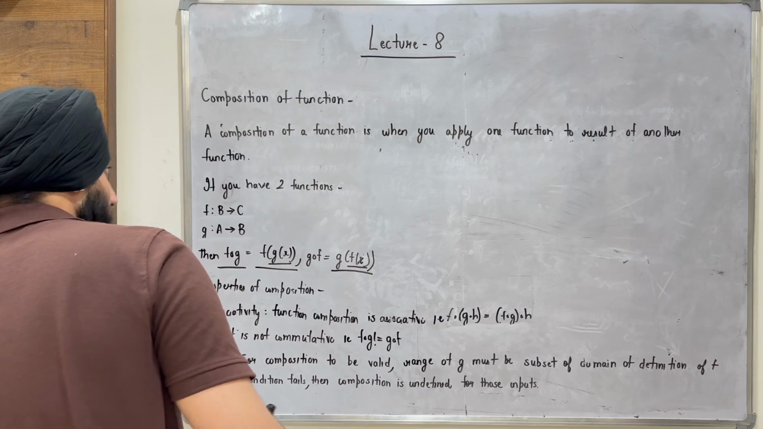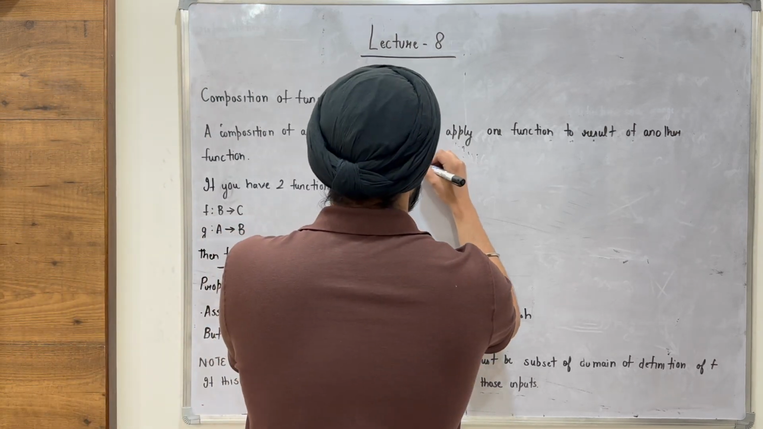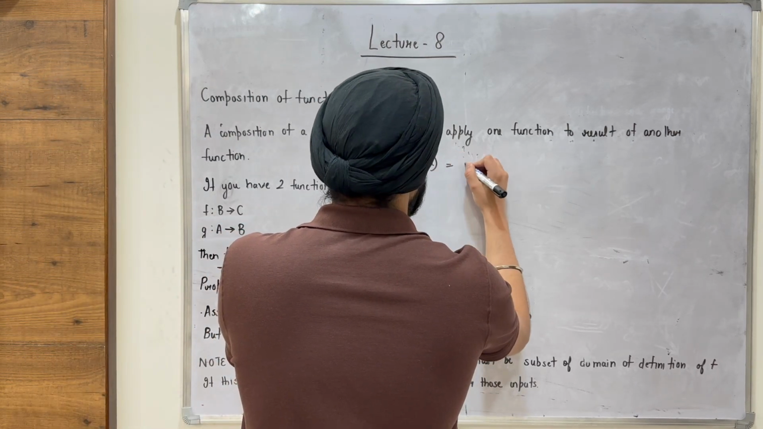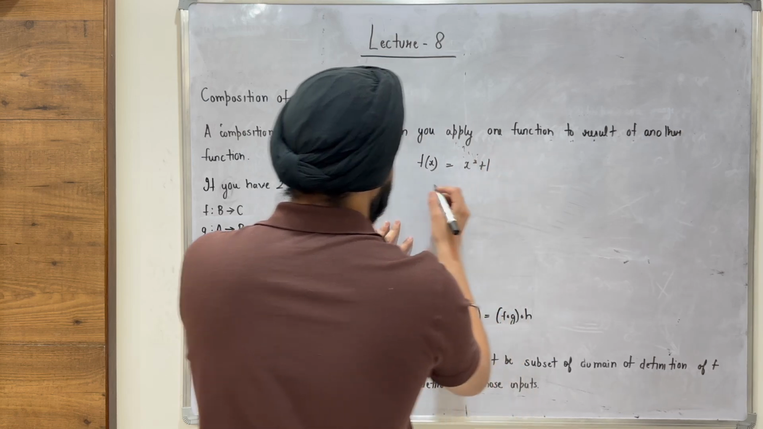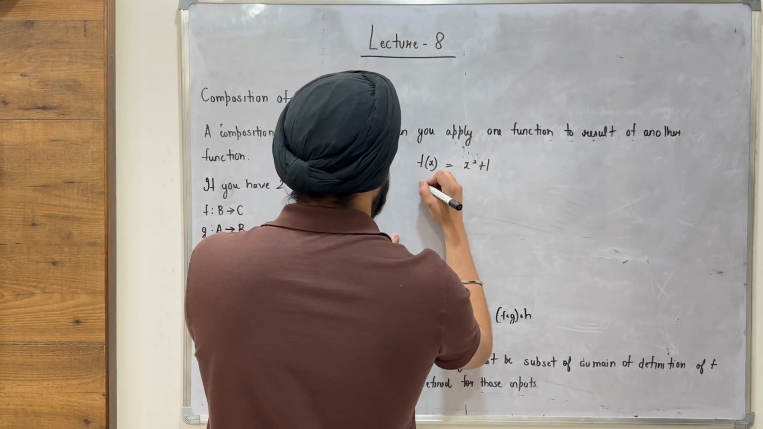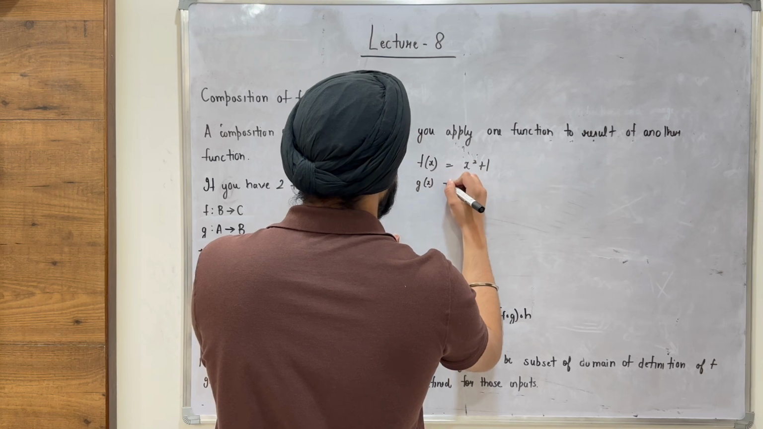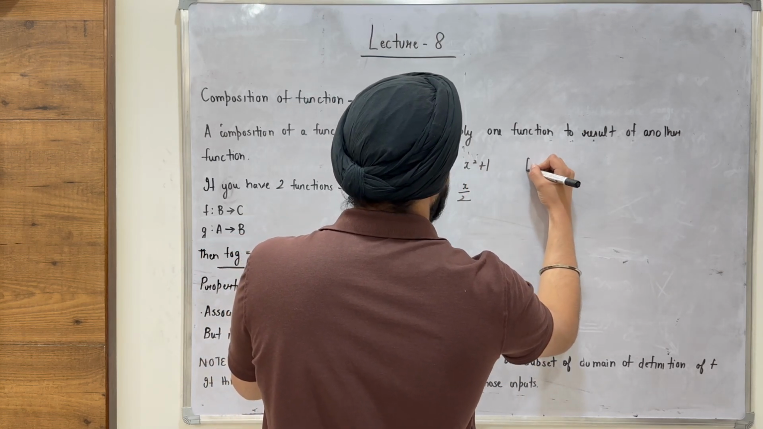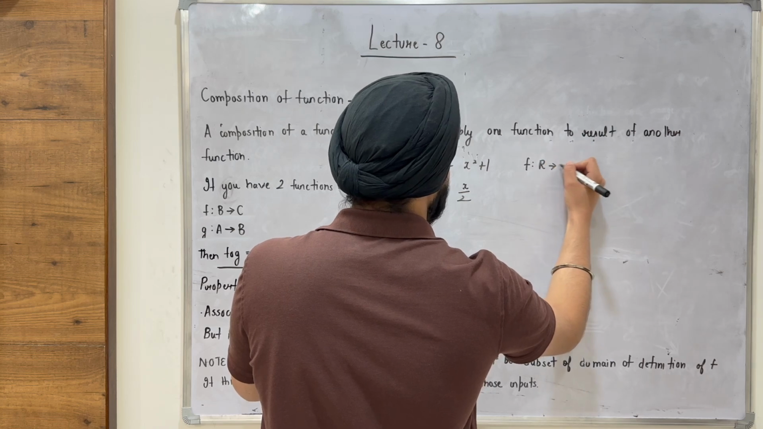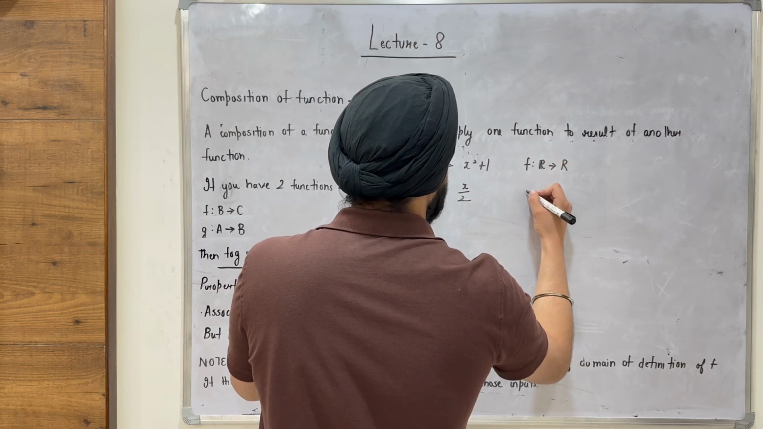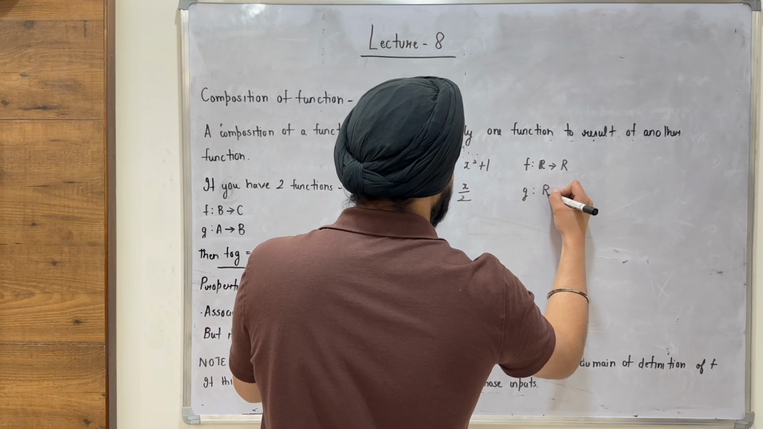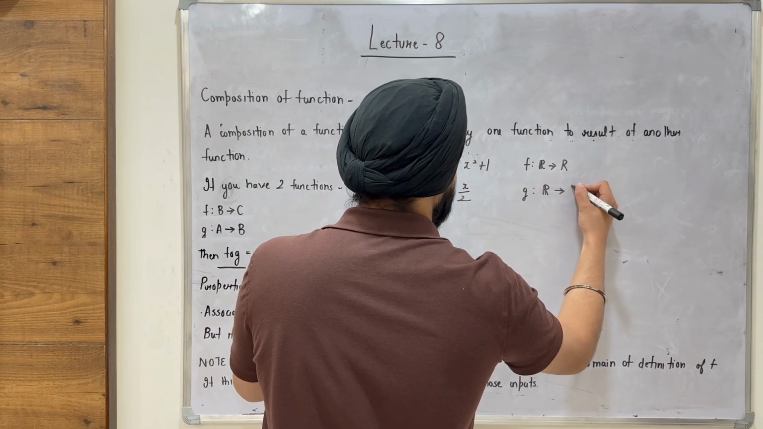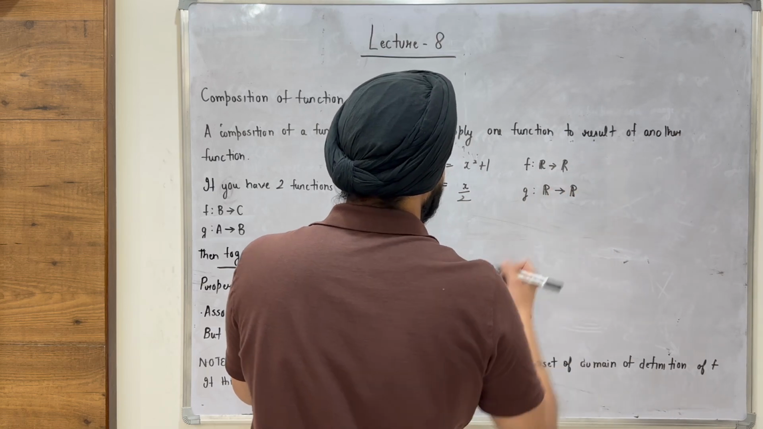Okay, so let's say f(x) is equal to x² + 1. I'm given the function f(x), and I'm given g(x) is x/2. Let's say f is a function from R to R, the set of all real numbers, and g is also a function from the set of all real numbers to the set of all real numbers, right?